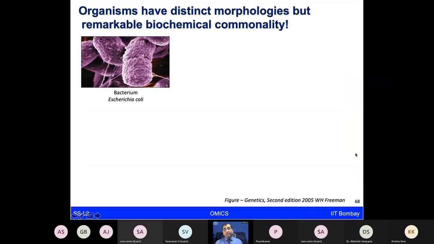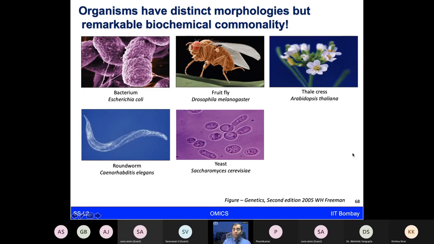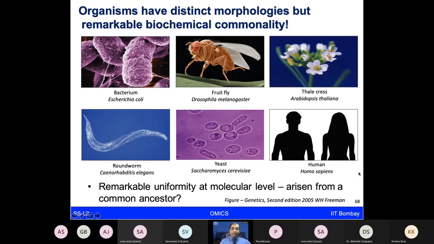But what is really interesting is that different organisms have been sequenced, from the bacteria to the fruit fly to the plant like Arabidopsis thaliana to the C. elegans or yeast or human. All of them have almost a similar number of genes, 17,000 to 25,000. At the gene level, they are not very different.